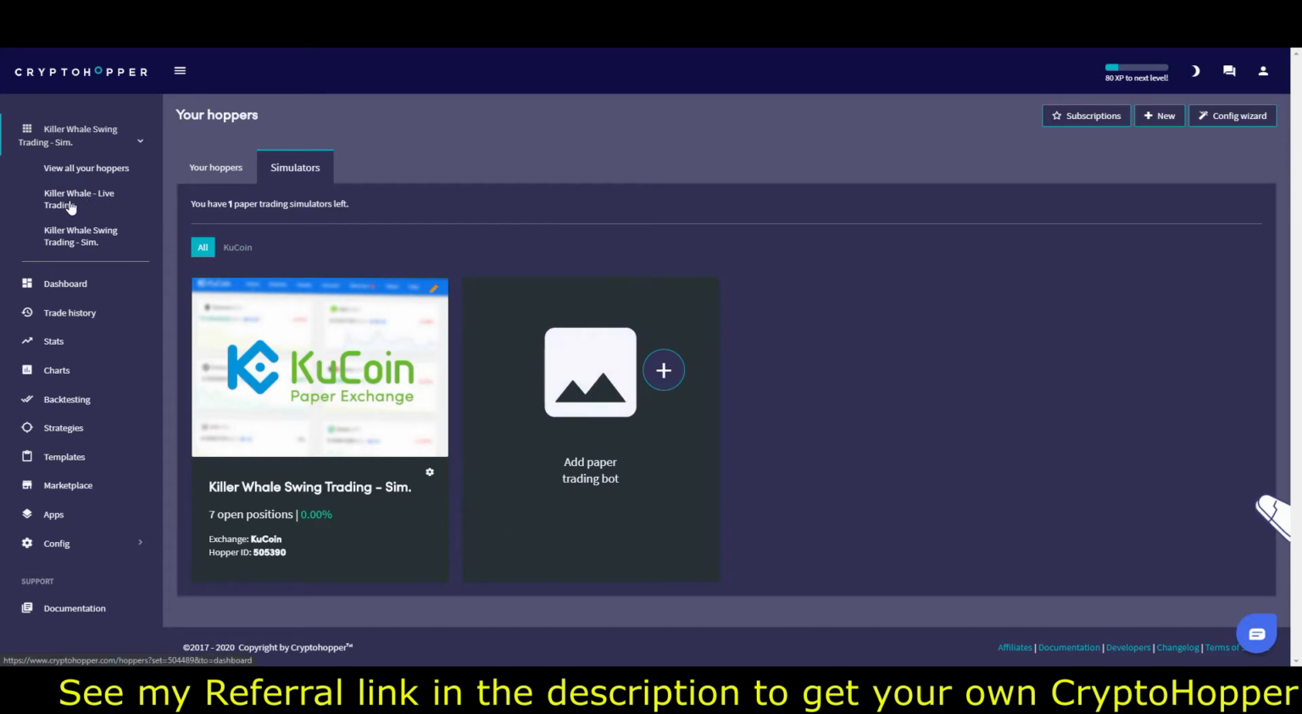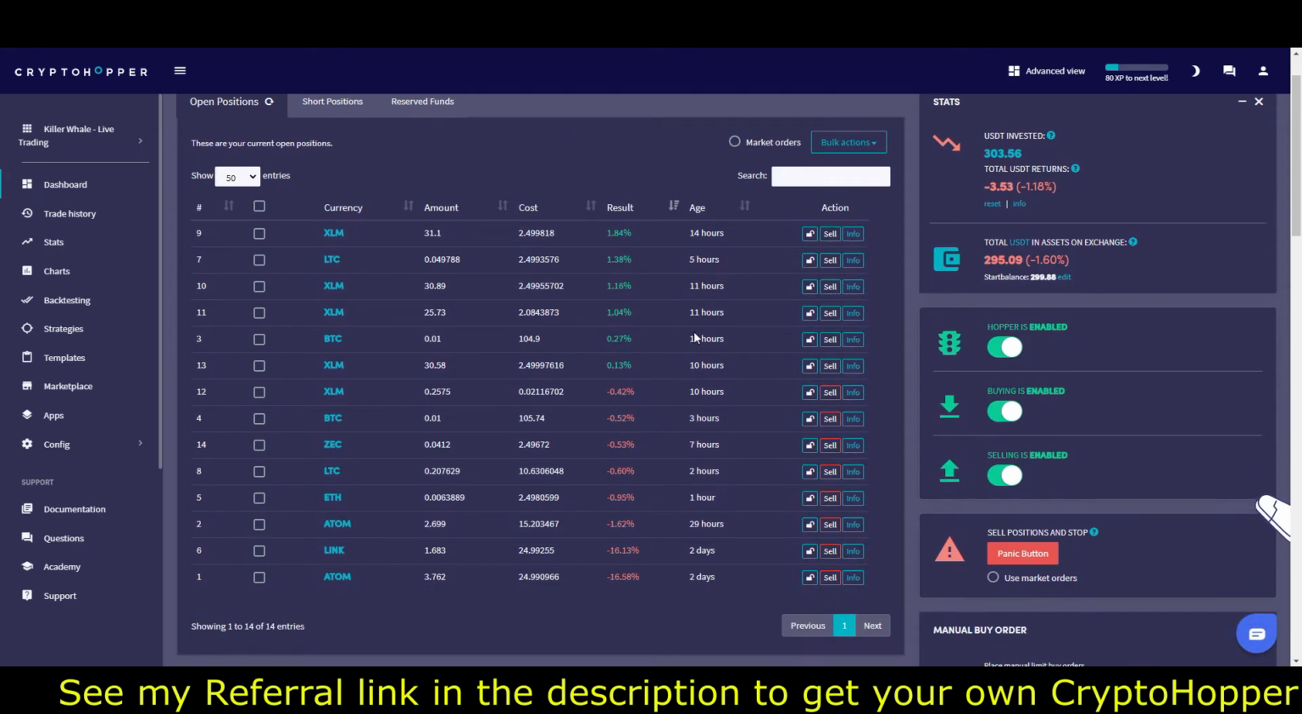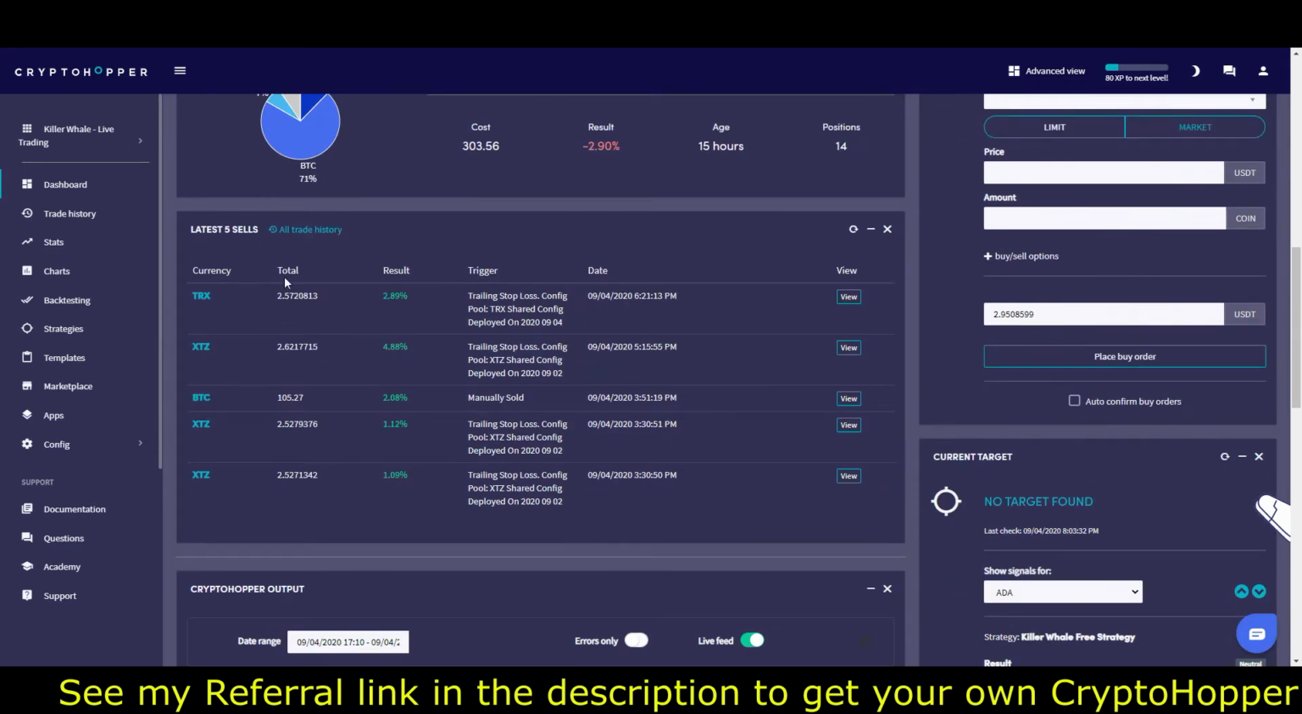I can show you here some of the, let's see, I'll click on live trading, Killer Whale live trading. This is the free strategy, right? So right now this is the hopper. It's doing all this by itself. I ain't doing any of this. But you can go down here, my last 5 sales. So I've had like 2.89%, 4.88.